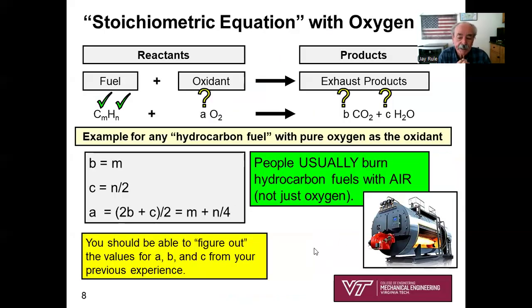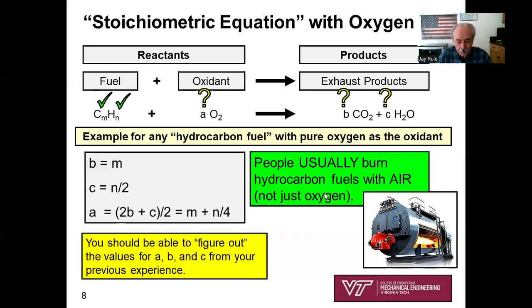Now to our stoichiometric equation. Let's go back to burning any fuel C sub M, H sub N with oxygen only. We're going to get to air in just a second, but how could we create some type of formula or recipe for quickly determining what's the value for A, what's the value for B, and what's the value for C if I've got C sub M, H sub N as my fuel, and my oxidant is only oxygen?